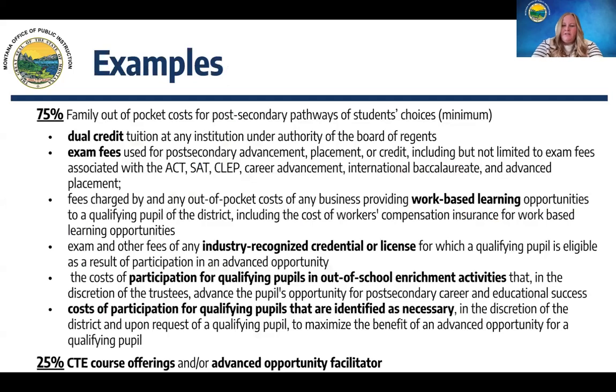I hear a lot, what are some examples of what districts are doing around the state? I have those on the website, but I really just wanted to provide you what the bill language says. So again, that's 75% family out-of-pocket costs for student choices. And here are some of the ones that we see over and over again, and these are also written in the bill. So dual enrollment, exam fees. So if you have students that are retaking the ACT, a career placement, international baccalaureate, any type of placement exams, you can use these funds for.